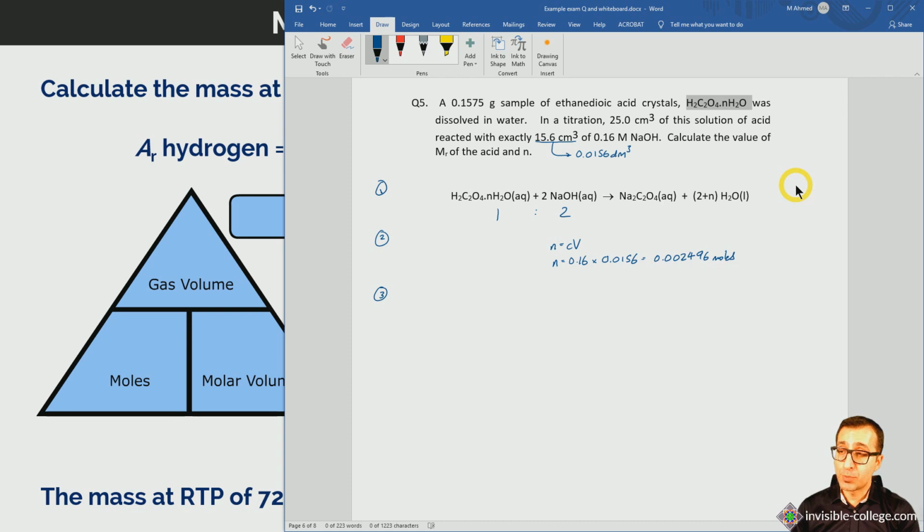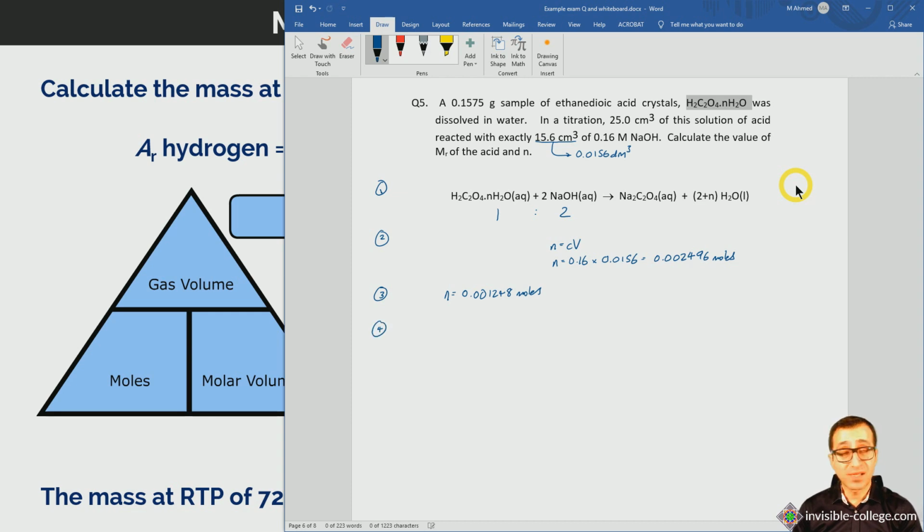We can look at the molar ratio between these two substances, 1 to 2 of hydrated ethane dioic acid to sodium hydroxide. If we reacted 2 moles of sodium hydroxide, we must have reacted 1 mole of this. If we reacted this many moles of sodium hydroxide, we must have reacted half that many moles of this. So we can now deduce the number of moles of ethane dioic acid. It's going to be half this number. So the number of moles of ethane dioic acid is this number divided by 2, which gives us 0.001248 moles.